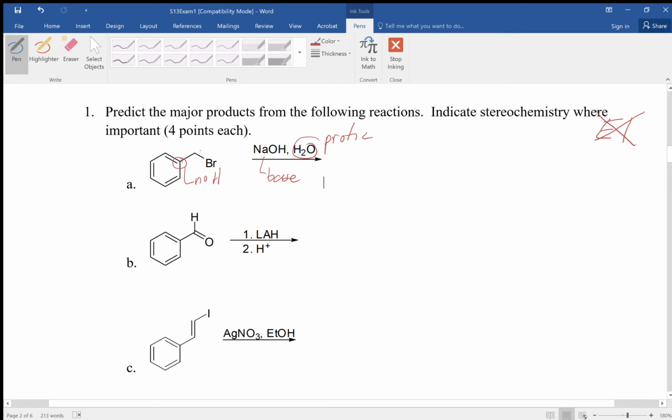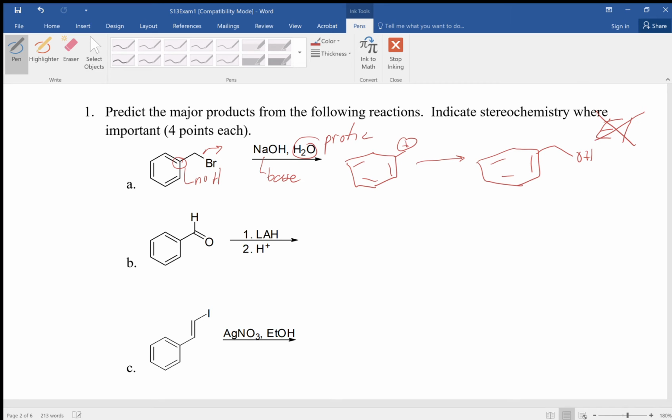Now, can that occur at this position? Because this is a primary leaving group, and normally for primary leaving groups, SN1 as well as E1 cannot occur. But in this case, the carbocation is next to an aromatic ring, it's stabilized by resonance, and so this carbocation is perfectly fine to form. And then after we add sodium hydroxide, we will get benzyl alcohol as the product.